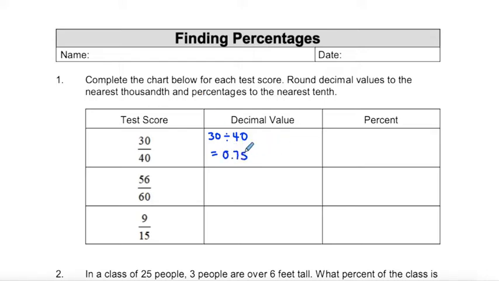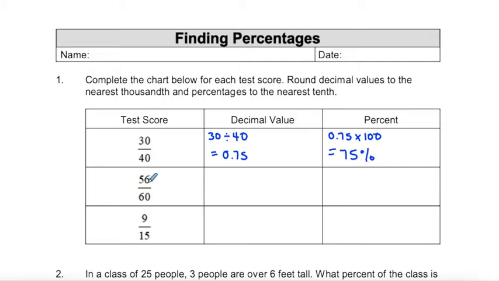0.75. Because this only has 2 decimal places, there's no need to round it to the nearest thousandth. You could add a 0 at the end, but if there only is 2, then you don't need to go any further from there. In order to change this decimal number into a percentage, we are going to take the decimal number and multiply it by 100. And that gives us 75%. And again, because there are no decimal places, we don't need to add anything extra to this one.